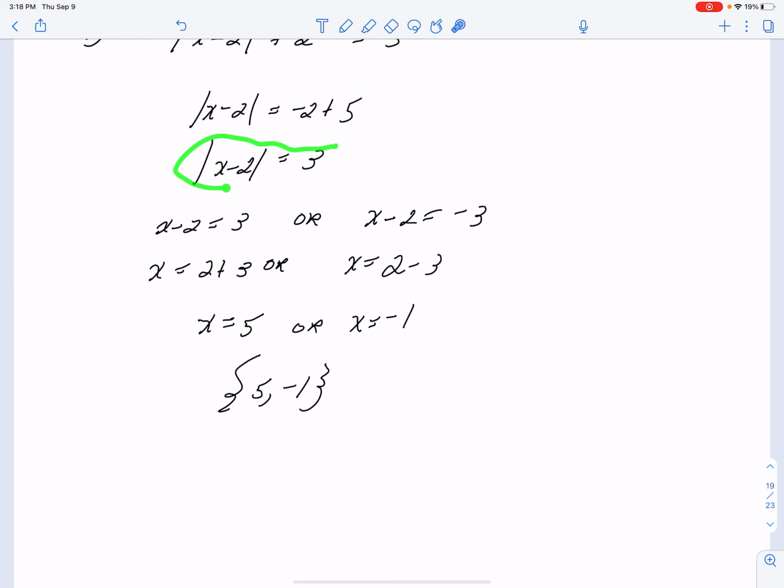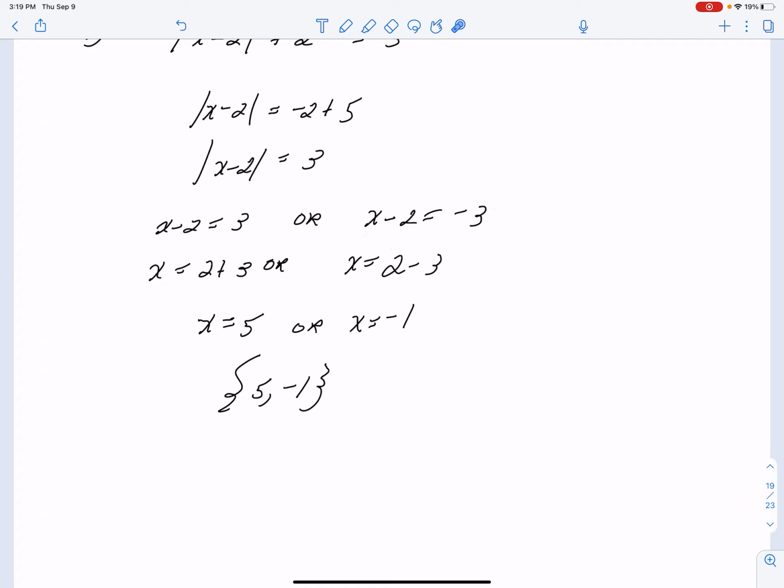And now I'm back solving a similar equation to what I solved recently. How can that happen? It can happen if x minus 2 is 3. So what's underneath is 3. Another way it can happen is if what's underneath the absolute value is minus 3, because then I'd be taking the absolute value of minus 3, which is also 3. So I have this equation, x minus 2 equals 3, or this equation, x minus 2 equals minus 3.